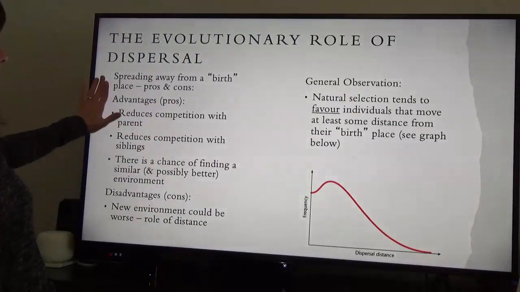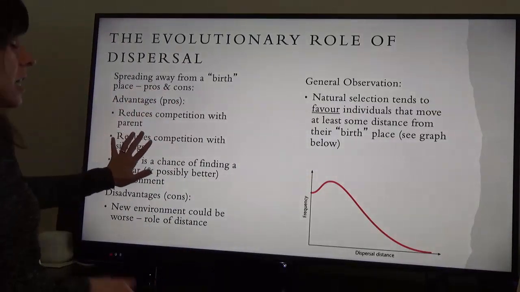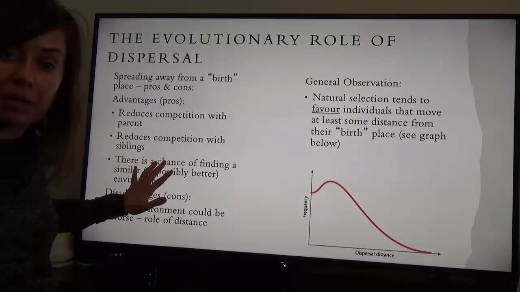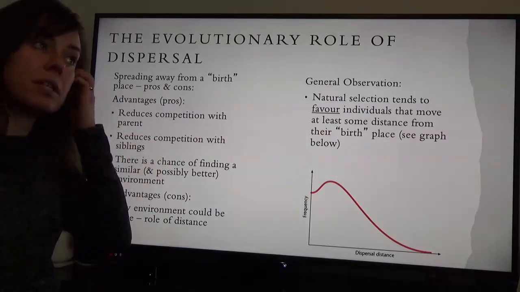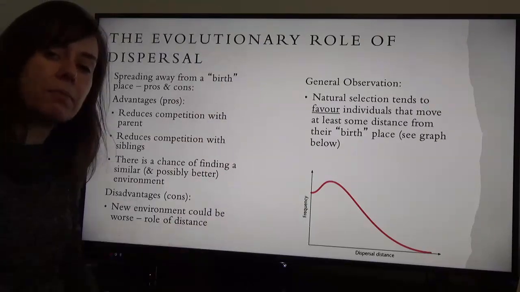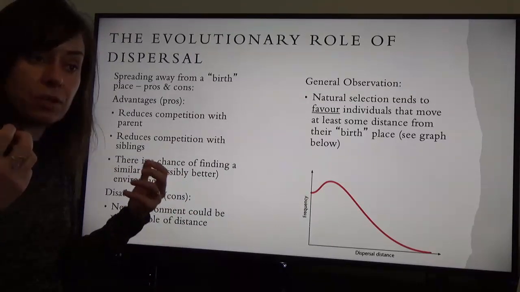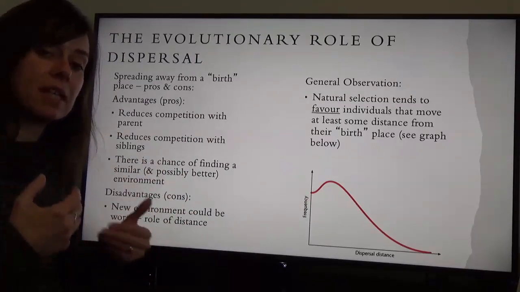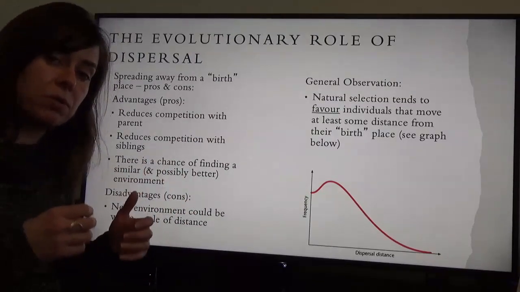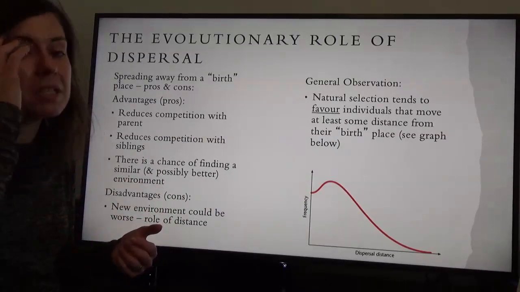Okay, so here we have spreading away from a birthplace. We have pros and cons. The advantage is it reduces the competition with the parent. If you think about a tree that produces seeds, those seeds that disperse away from the parent won't be shaded by that parent. If you're the same species, you have the same resource requirements. So if you're growing too close to your parent, you're going to be competing with your parent for those resources. So that can be a disadvantage.